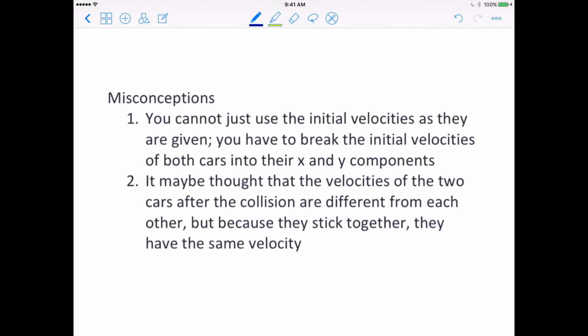There are two misconceptions for this problem. The first is that you cannot just use the initial velocities as they're given. You have to break the initial velocities of both cars into their x and y components. The second misconception is that it may be thought that the velocities of the two cars after the collision are different from each other, but because they stick together, they have the same velocity.